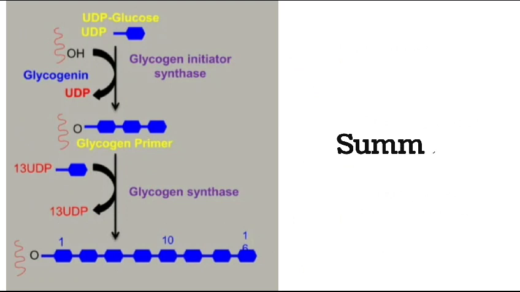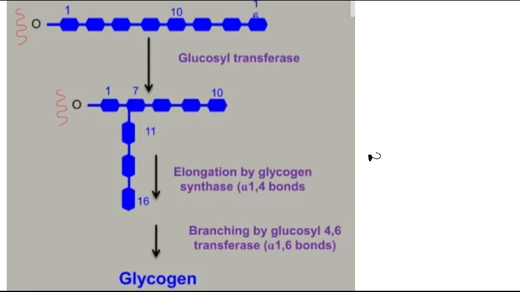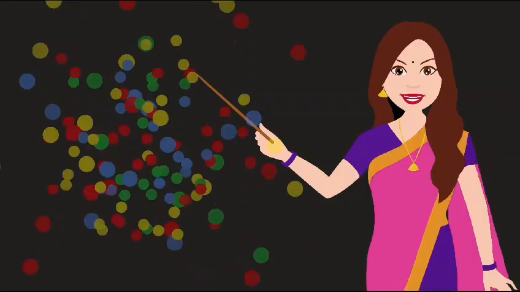Then glycogen synthase will elongate, and keep on adding glucose to the primer. And after that a branching starts. The branching is very important. The branching enzyme is called glucosyl alpha 1,4 to 1,6 transferase. So this is how branching starts, and the polymer glycogen is produced in the system, for example in the liver and the muscles. So that's all about the basic process of glycogenesis.